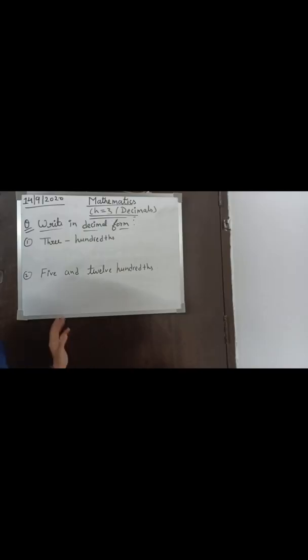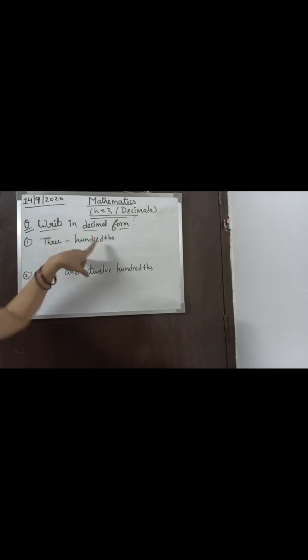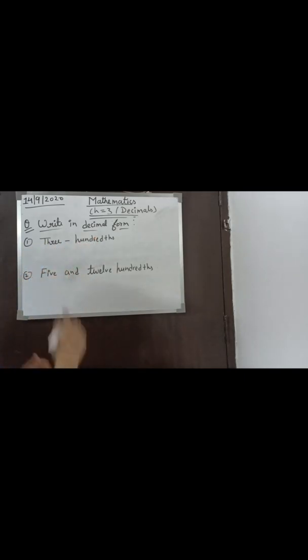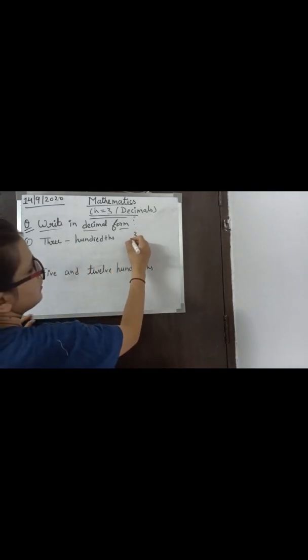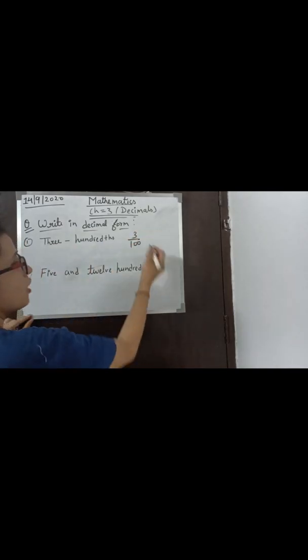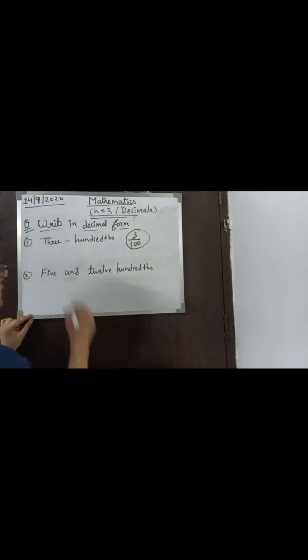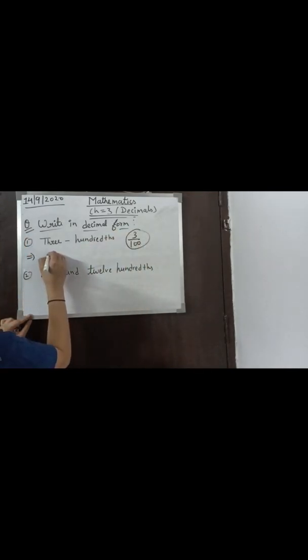So let's solve more questions. In this question we have to write in decimal form. So let's solve it. First question, 3 hundredths. We have to write this in decimal form. What is the meaning of 3 hundredths? Or we can write this fraction in the form of a decimal. How? 0.03. That is your 3 hundredths.